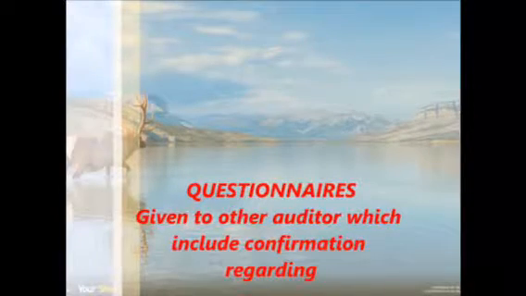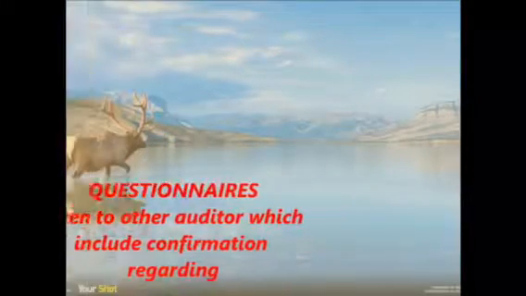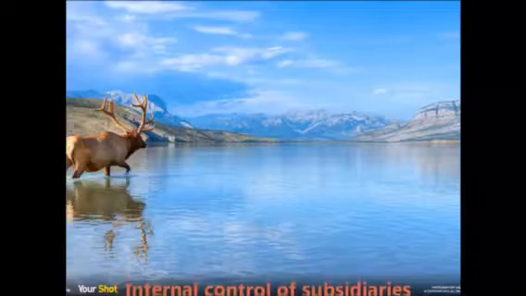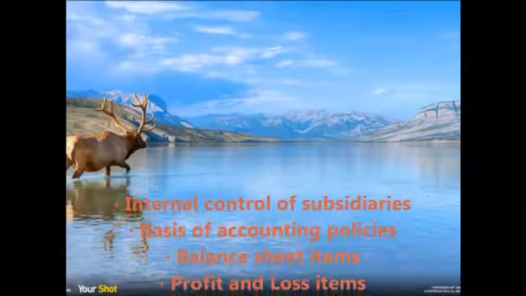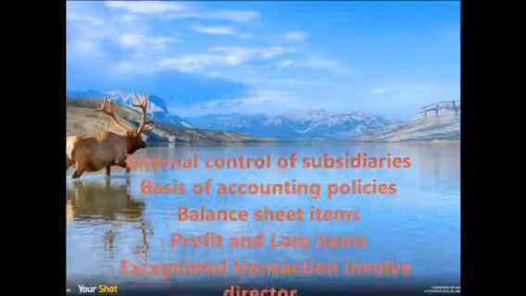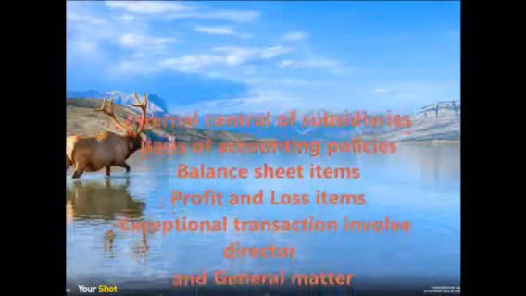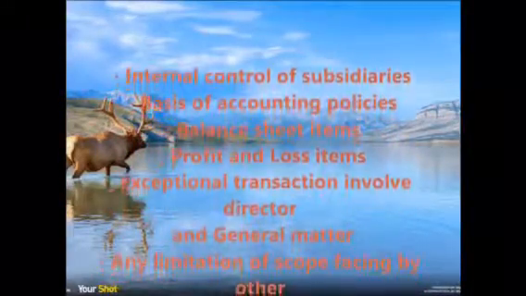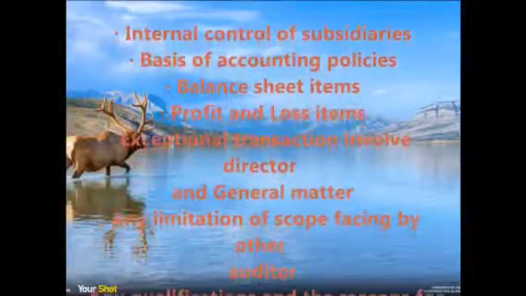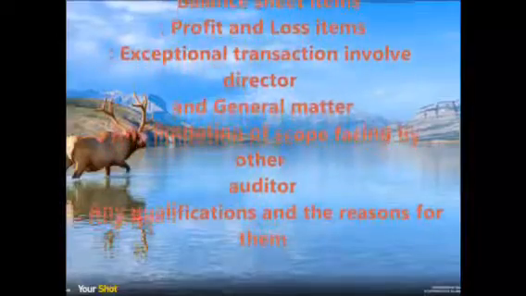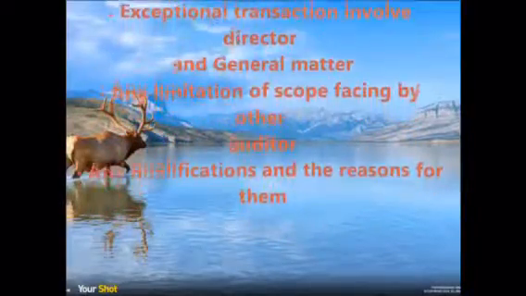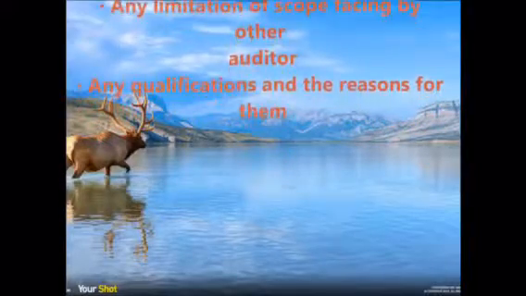Third one, questionnaire. Given to the other auditor, which includes confirmation regarding internal control of subsidiaries, basis of accounting policy, balance sheet items, profit or loss items, exceptional transactions involving directors and general matters, any limitation of scope placed by the other auditor, any qualification and other reasons for them.